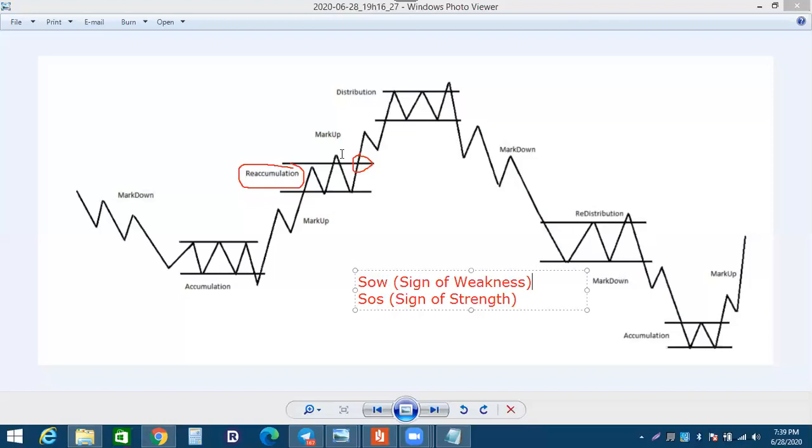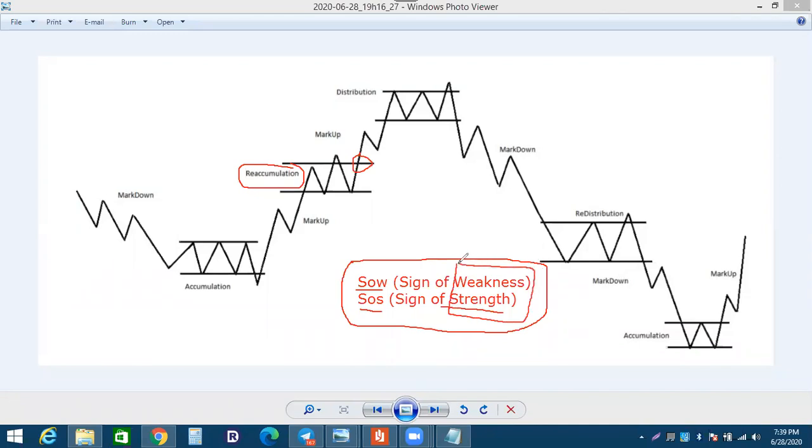So this concept is very important in VSA. Read it 2 to 3 times to remember this concept, the SOW and the SOS. SOW is a sign of weakness and SOS is a sign of strength. So here we are taking the strength and weakness in the trend.